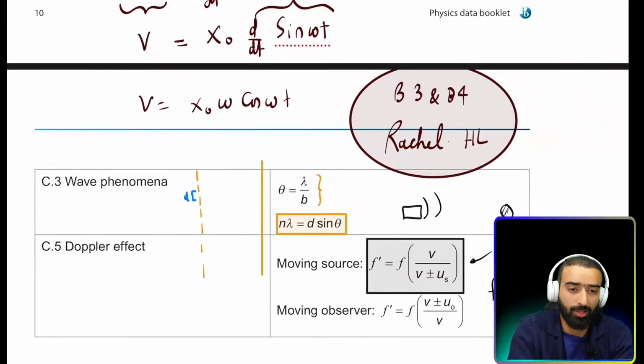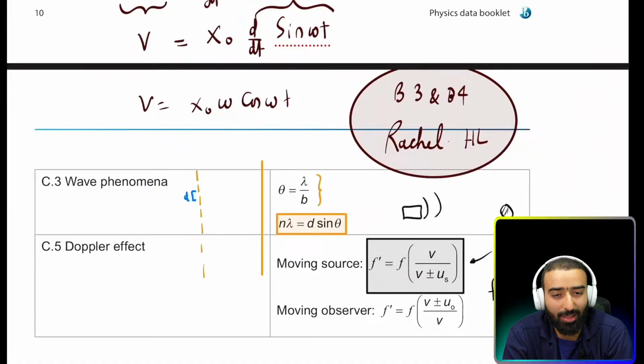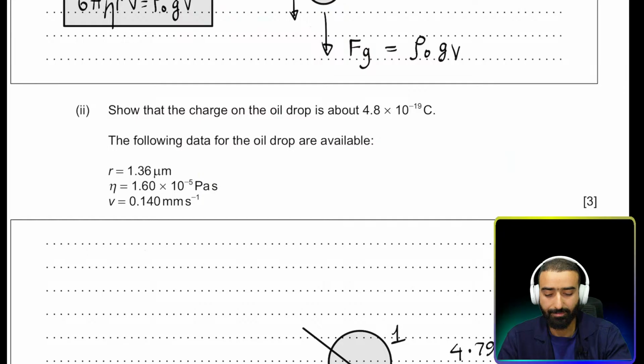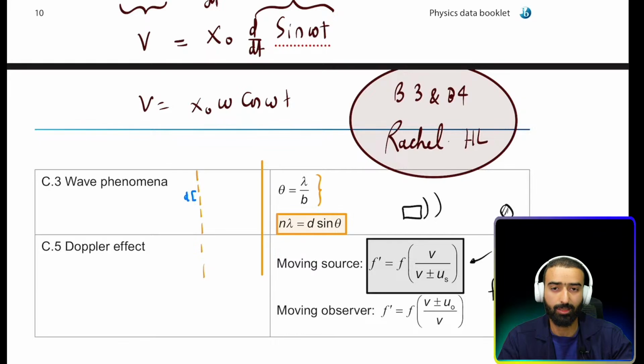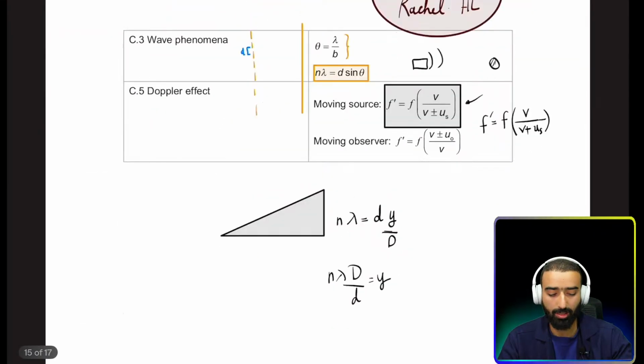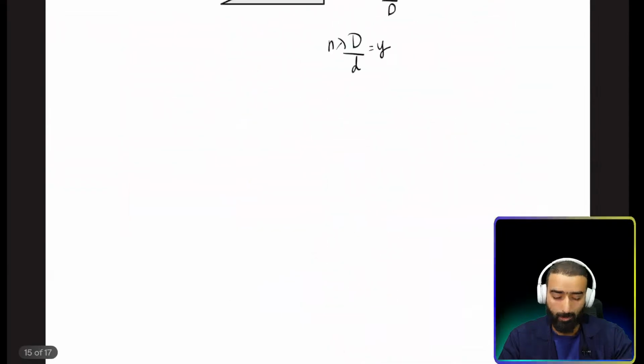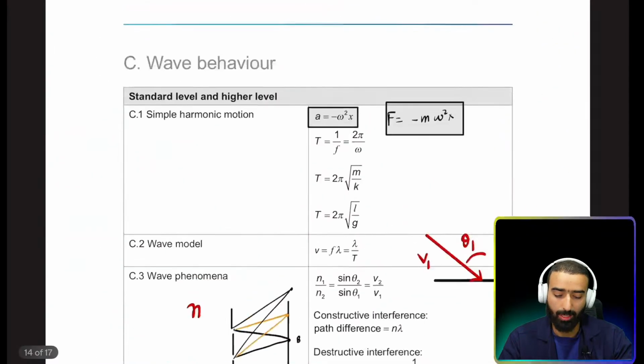Are you in HL, your local tutor? Are you in HL or are you in SL? Okay, I'm not sure if you're in HL or SL, but I can still guide you with the data booklet on how to approach thermodynamic problems.